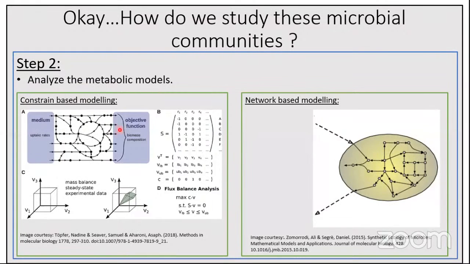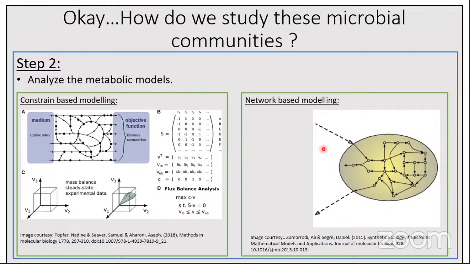One is constraint based modeling, or constraint based analysis, where we have this metabolic network, and we have an objective function, which is basically the biomass, and then we have a linear equation. We have a stoichiometric matrix, and we put in certain constraints based on how we want the objective function to work. So this is basically flux balance analysis. This is constraint based modeling.